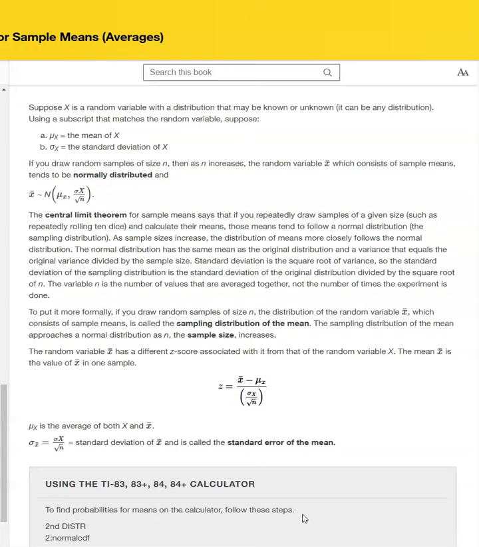This week found us focusing almost entirely on the central limit theorem. And if I had to explain in one sentence what the central limit theorem means, it means get a larger and larger sample size, right?